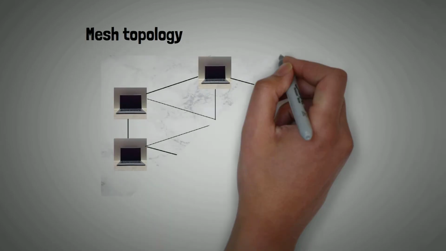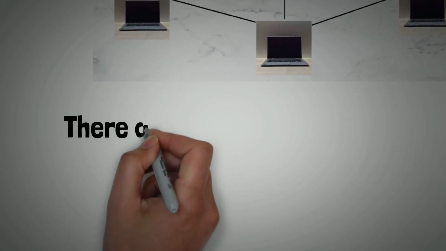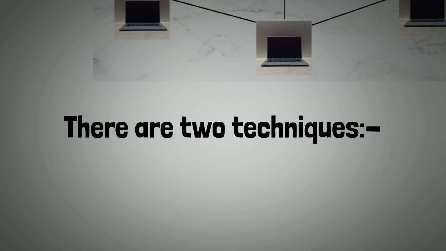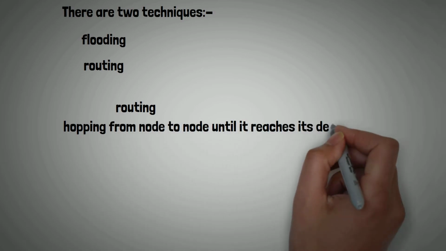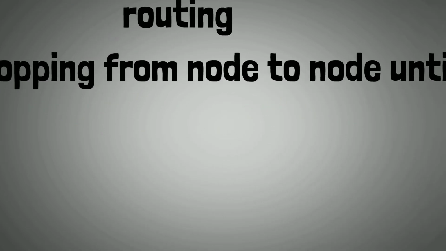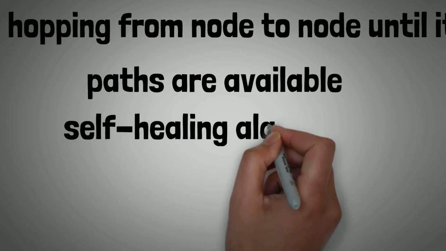Now, mesh topology. It is a topology where every node is connected with every other node. There are two techniques to transmit data over the mesh topology. The first one is flooding and the other one is routing. Let's discuss routing first. With routing, the message is propagated along a path by hopping from node to node until it reaches its destination. To ensure that all its paths are available, the network must allow for continuous connections and must reconfigure itself around broken paths, using self-healing algorithms.